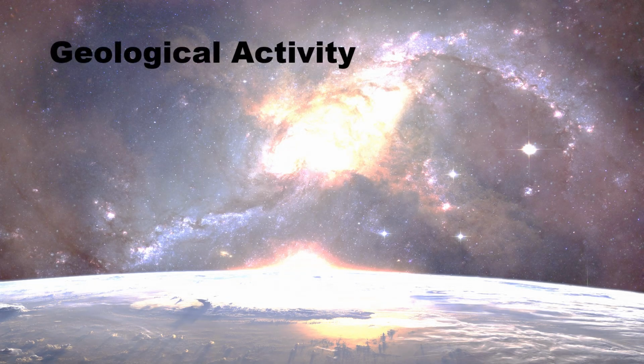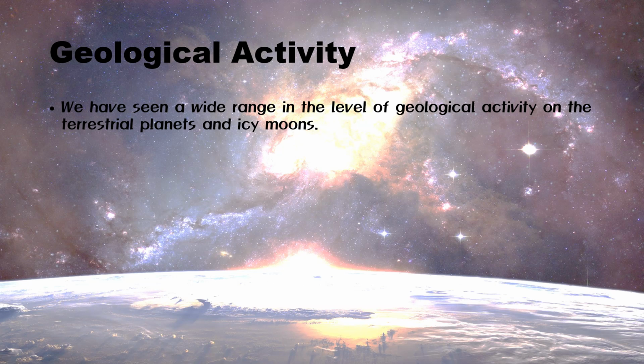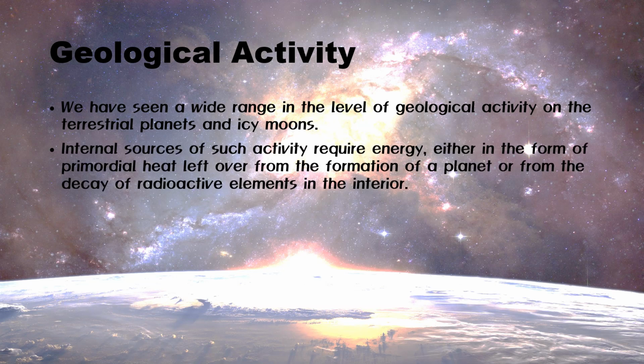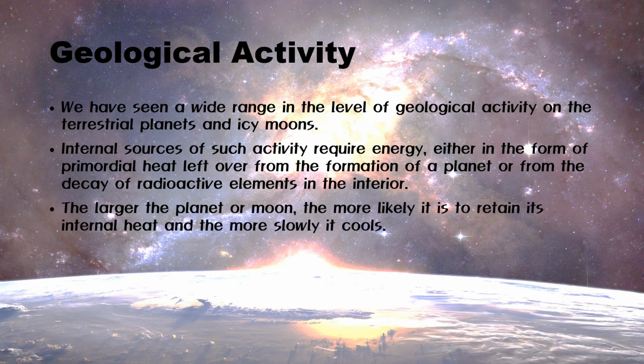So the first thing we need to take a look at is geological activity. We have seen a wide range in the level of geological activity on our own terrestrial planets and icy moons. Internal sources such as activity require energy. And this energy is either in the form of primordial heat that's left over from the formation of the planet, or from the decay of radioactive elements in its interior. The larger the planet or moon, the more likely it is to retain its internal heat, and the more slowly it will cool.